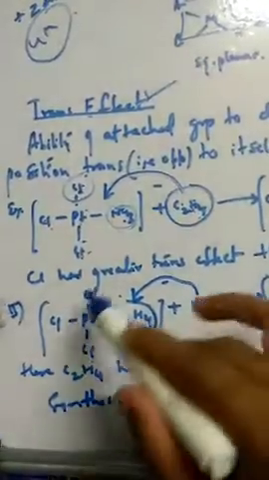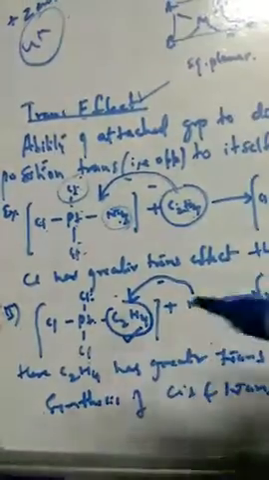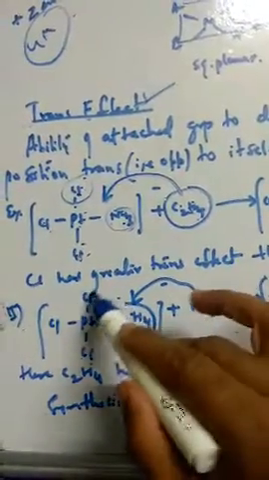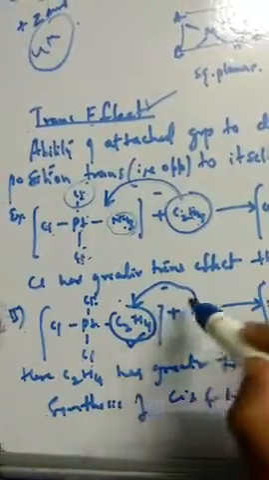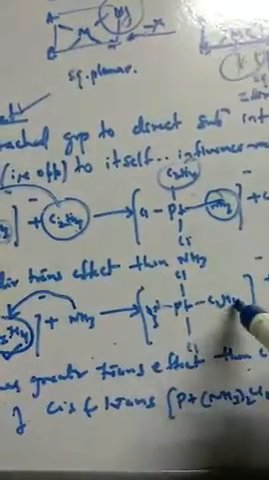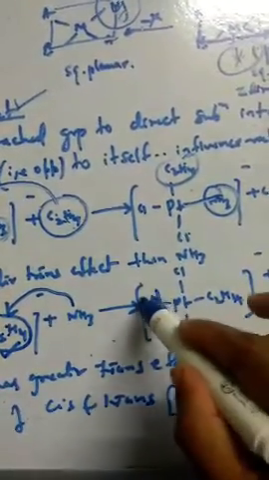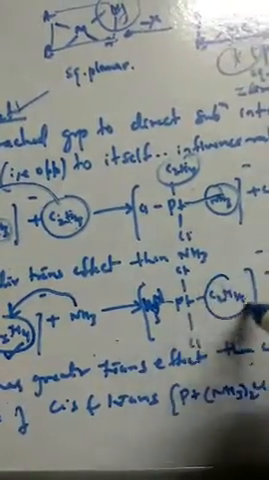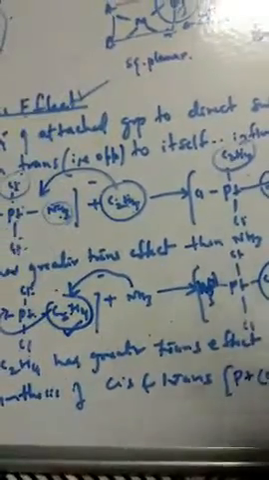Now what will happen? Where does this NH3 group go according to the trans effect? This one has more effect than that one. That's why it will make the incoming ligand be placed trans, opposite to itself. That means you can see here, opposite to C2H4 is NH3, and not Cl, and Cl stays as usual. That means the C2H4 alkene has more trans effect than chloride.